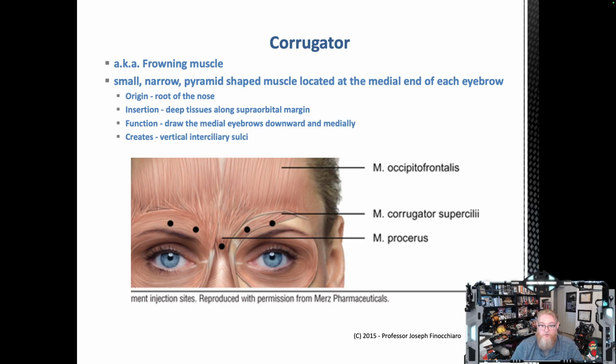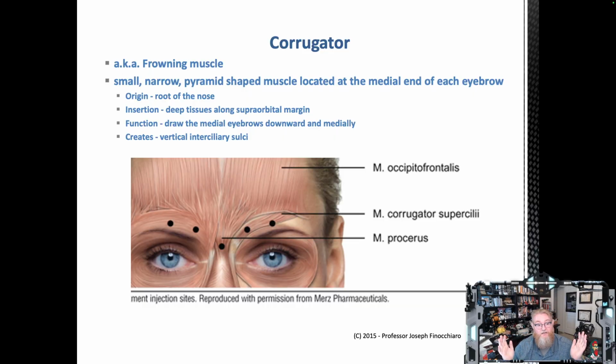Okay, a lot of words here. Things start getting scary. Corrugator, root of the nose. Well, there's the root of the nose. That's not hard. It originates there. It inserts into the deep tissues along the supraorbital margin. So it attaches to your skull about midway through your eyebrow, right? And what does it do? If it originates here and it ends here, it's going to pull towards origination. It is going to drive your eyebrows down towards the middle.